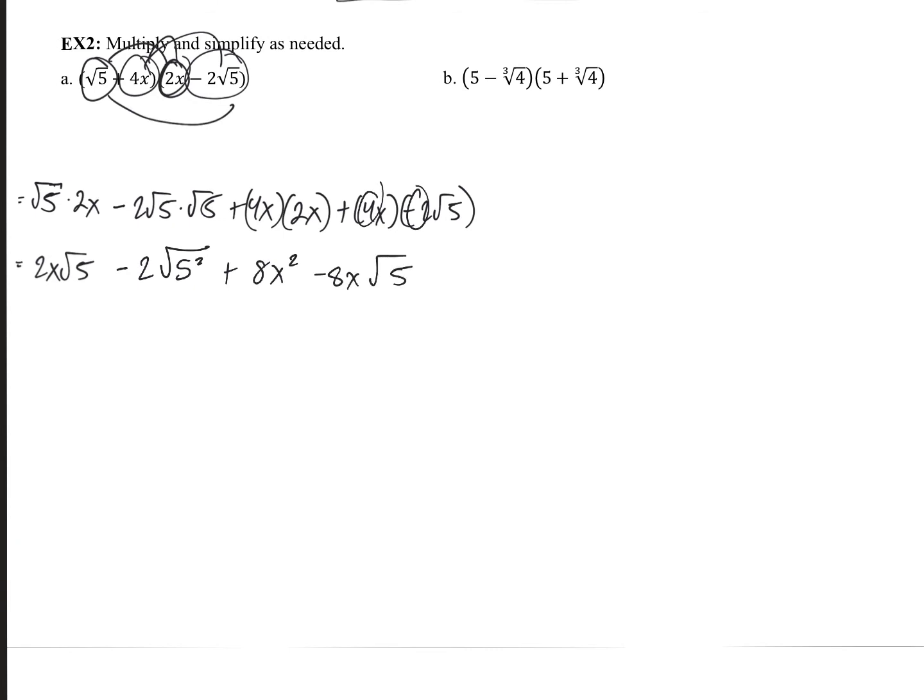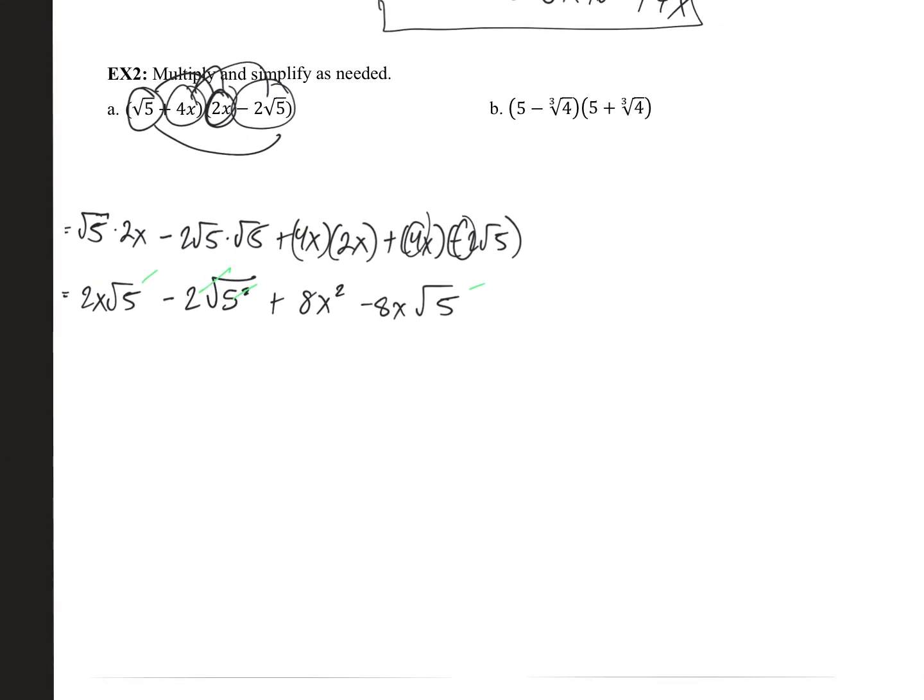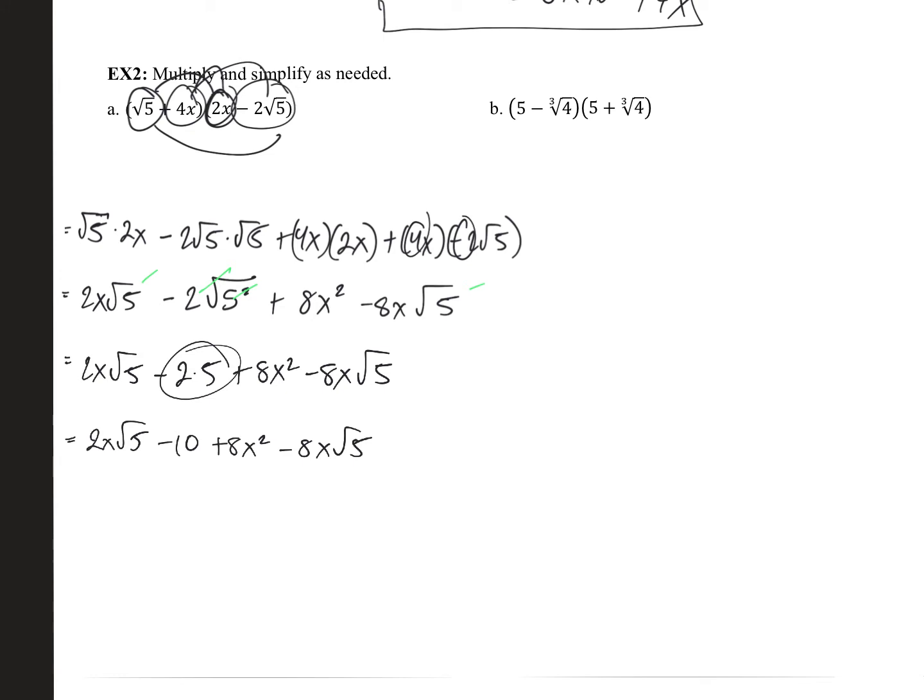Anything else I can simplify? I always look at the radicals. This is simple, no radical here. Ooh, I can simplify this radical. That square root cancels with this square. And so what do I have? I have 2x root 5 minus 2 times 5 plus 8x squared minus 8x root 5. I can still simplify that further, so I get 2x root 5 minus 10 plus 8x squared minus 8x root 5. And that looks like it's it. Our radicals are simplified, nothing else to multiply. We're done.